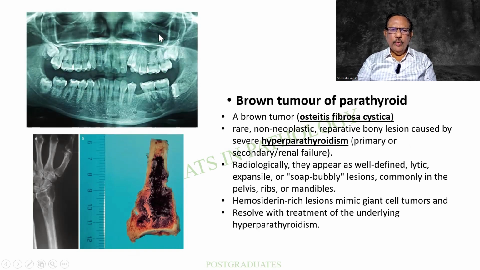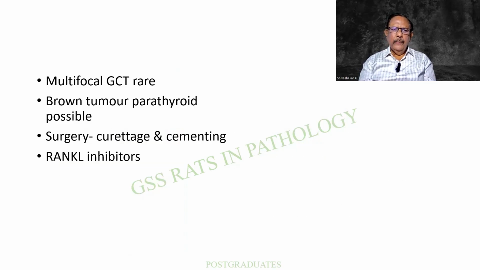And it can be found in these bones also, the maxilla in this case or the mandible. And I find that there are other lesions which should be differentiated. Hence, a clinical history is mandatory. So, multifocal giant cell tumors are rare. Therefore, if it is multifocal, it has to be either metastatic or a brown tumor, and hence parathormone is important. The surgical treatment for the GCT is curettage and cementing. Denosumab inhibitors can be used.